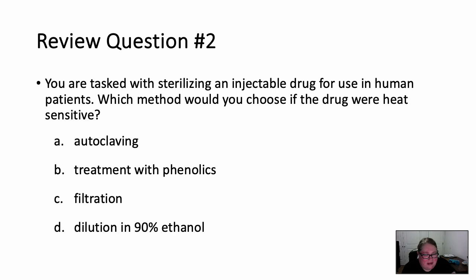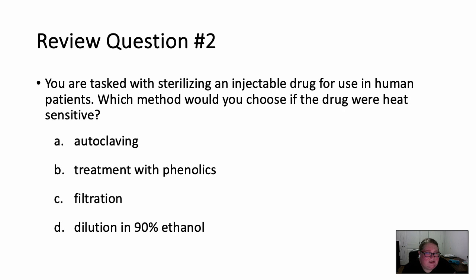Okay, so if we were looking at this question, and we've done 13.1 and 13.2, there's 2 of these answers that we can eliminate by the sheer fact that we haven't talked about them at all. Okay, so we can eliminate B, treatment with phenolics. This is not something we've talked about. And we can also eliminate D, dilution in 90% ethanol. So that means that A and C are the only possible answers for this question.